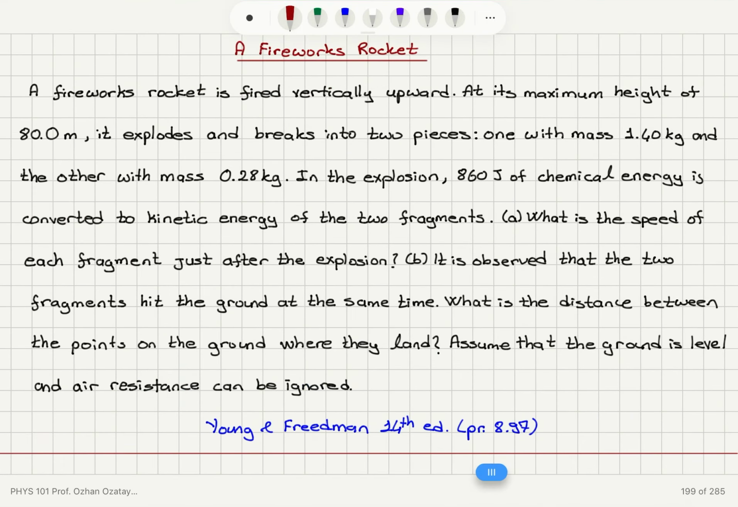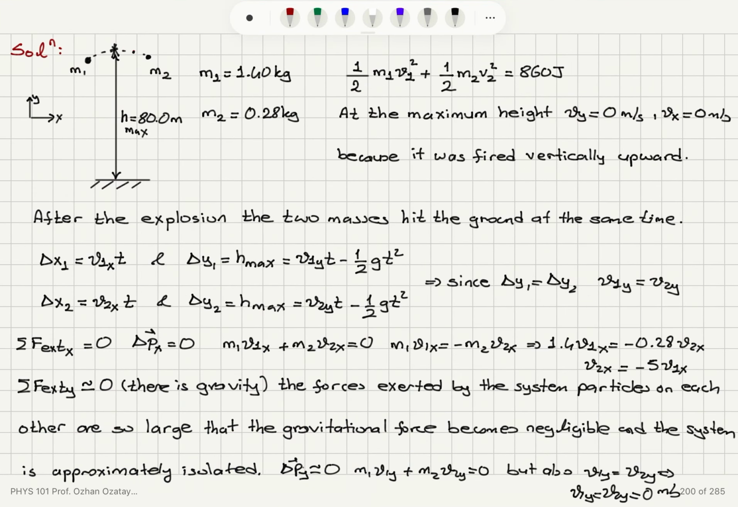Okay, so in this problem we have a fireworks rocket that was fired vertically upward, therefore it had no initial x component, and there is no force acting on the x-axis, so always the x component is 0, and at the maximum height the y component is 0. There is an explosion which converts the chemical energy to kinetic energy of the two fragments with masses m1 and m2. And after the explosion, it's observed that the two masses hit the ground at the same time.